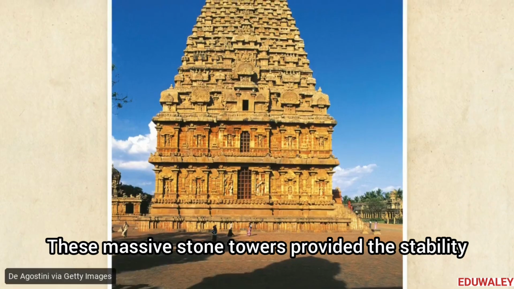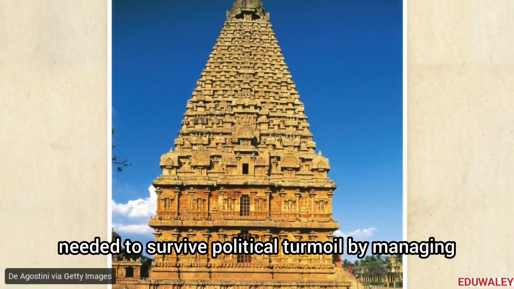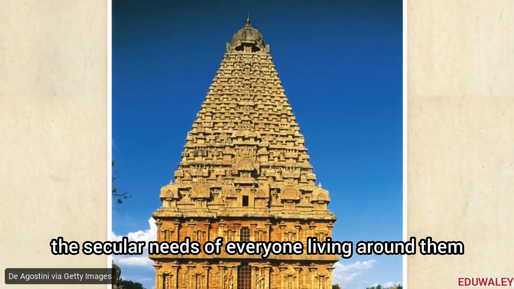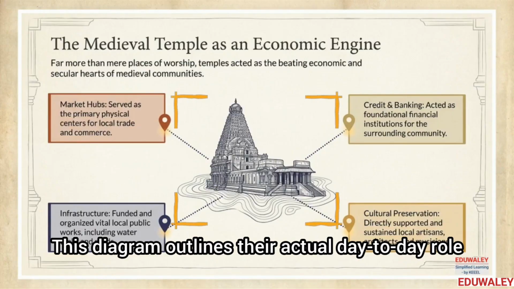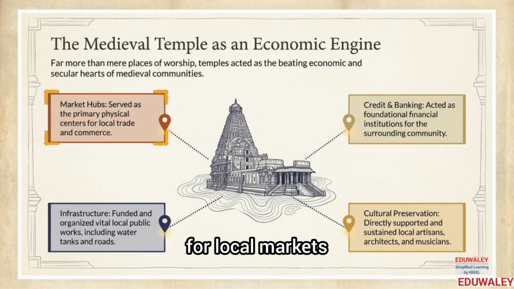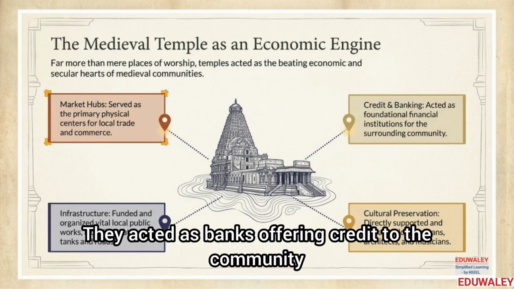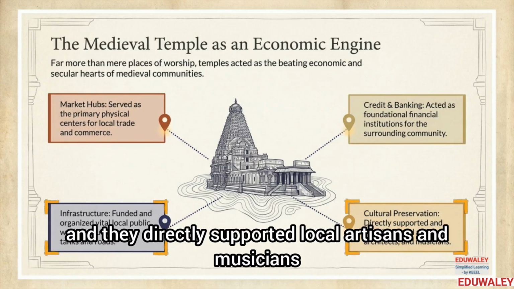These massive stone towers provided the stability needed to survive political turmoil by managing the secular needs of everyone living around them. This diagram outlines their actual day-to-day role. Temples served as the primary physical hubs for local markets. They acted as banks, offering credit to the community. They funded vital infrastructure like water tanks, and they directly supported local artisans and musicians.